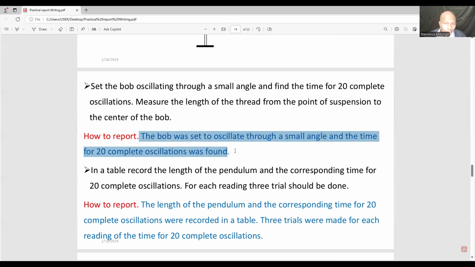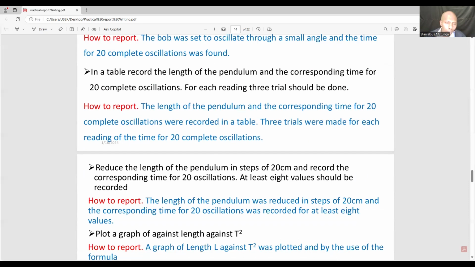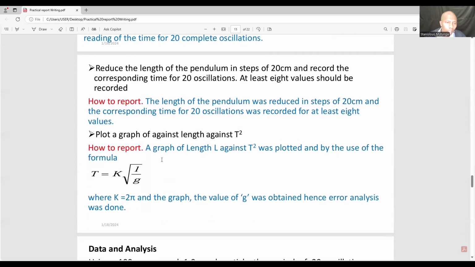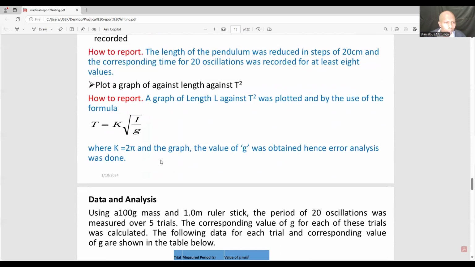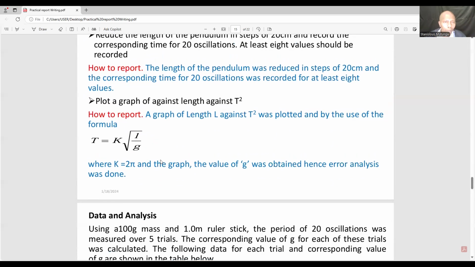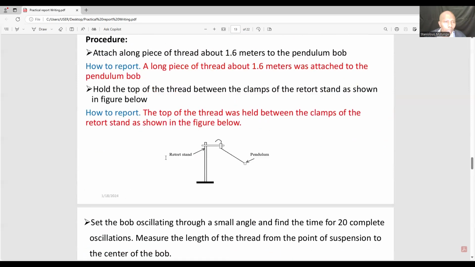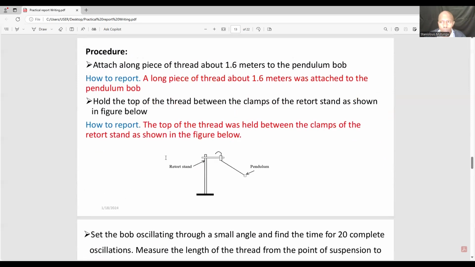The blue part now is an example of what I'm supposed to report within my report: that the bob was set to oscillate through a small angle and the time for 20 complete oscillations was found. And it goes like that until you get to the end of that experiment, that procedure. Now, having that procedure the way it is, let's give it a bit of time for you to be in a position to understand it.